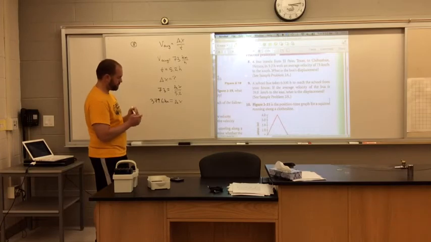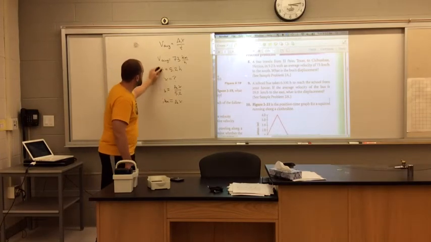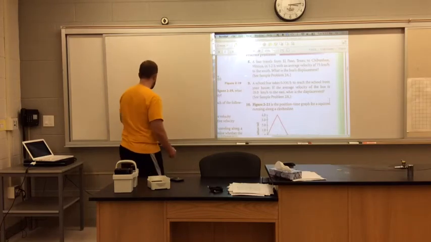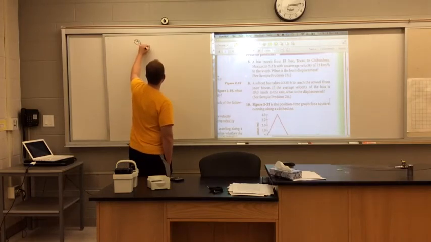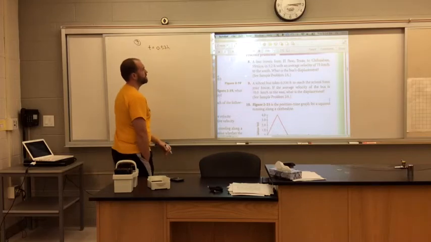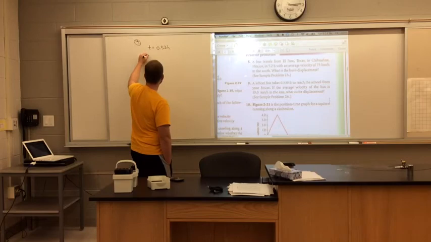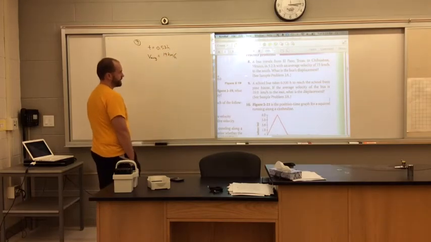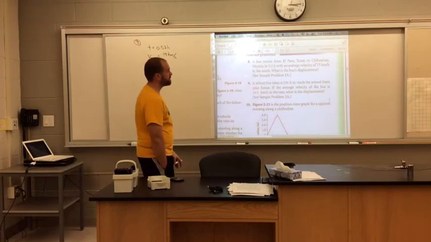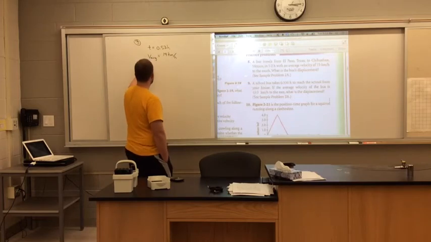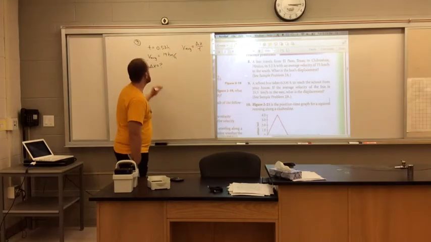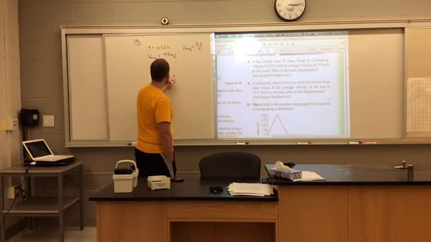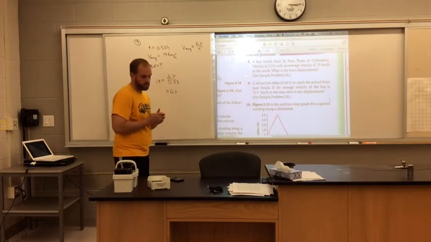Let's see, number 9. Same kind of problem. Erase this one. Number 9. A school bus takes 0.53 hours to reach the school from your house. Time, 0.53 hours. The average velocity of the bus is 19 kilometers per hour. So my average velocity is 19 kilometers per hour to the east. Okay, they give you that because it is a velocity, so you definitely have to have a direction associated with it. What is the displacement? So they want to know, what's the delta x? Same equation. Average velocity is delta x over t. 19 equals delta x over 0.53. Delta x is 19 times 0.53.